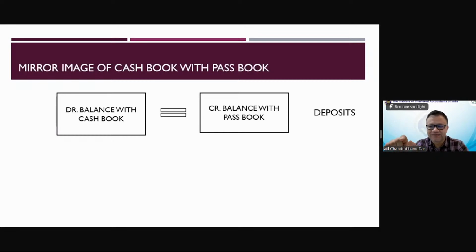So salary credited, money credited to your account, is written like this because it is a credit balance with the passbook. For you, it is a debit balance. You got money inflow, right?